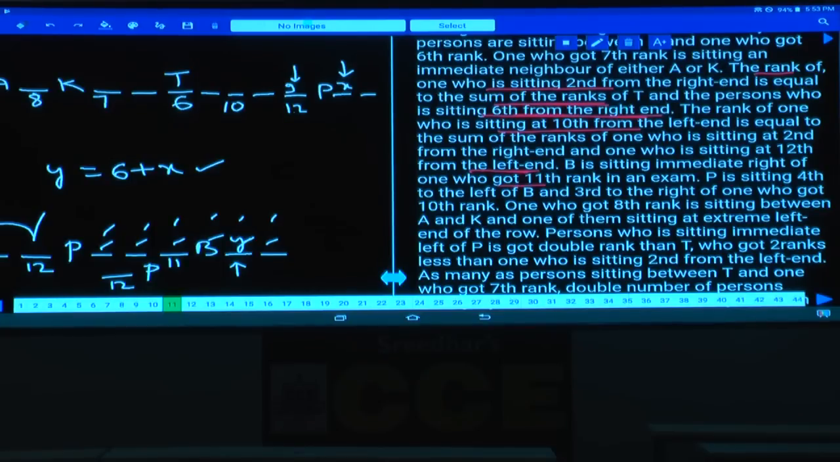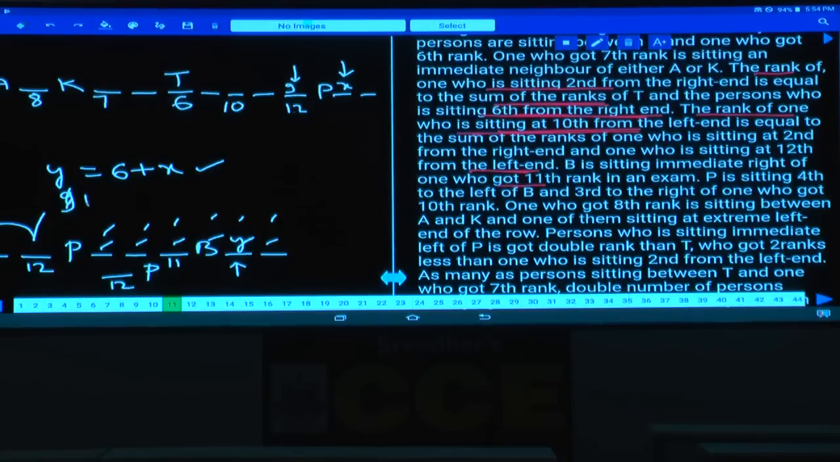And at the same time, the rank of the one who is seated 10th from the left hand. 10th from the left hand, who is this person here? G. 10th from the left hand is G or not? G. Okay? Number is rank. Now this 12 is what? Now the rank of the one who is seated 10th from the left hand, who is that person?